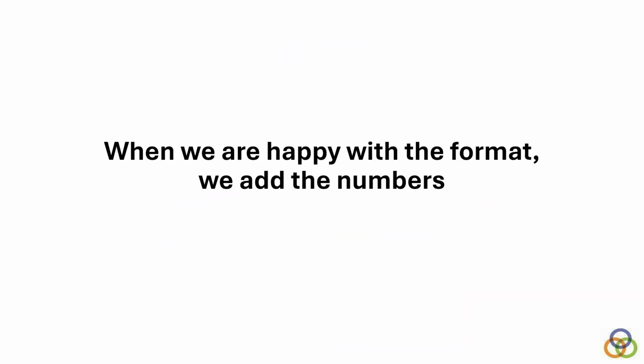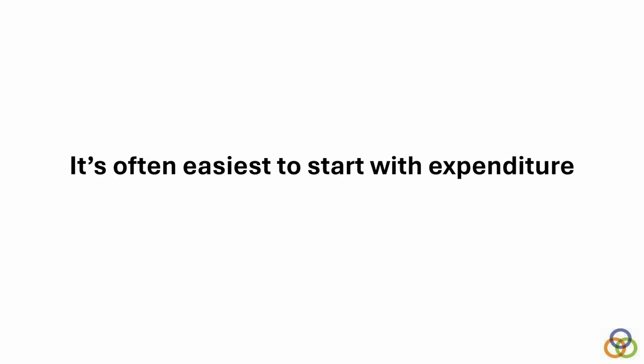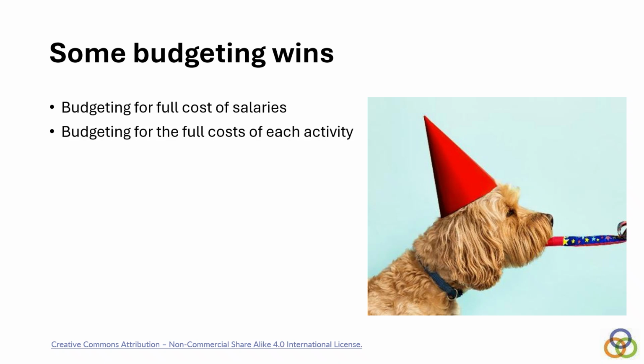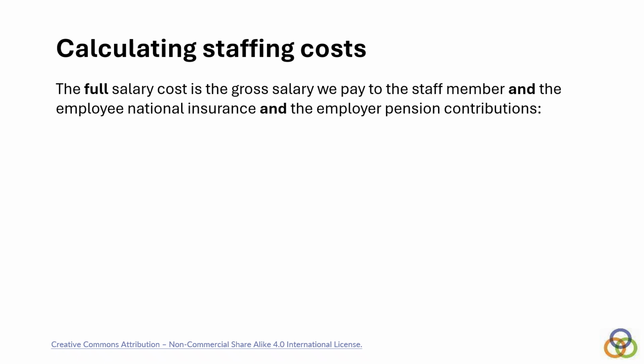And so once we're happy with the format, and there's a template on the website, we can now add the numbers. And it's often easiest to start with expenditure. So we are going to budget for the full cost of the salaries. We are going to budget for the full cost of each activity. We're going to add inflation. We are going to look at how we manage grants, and starting with salary costs.